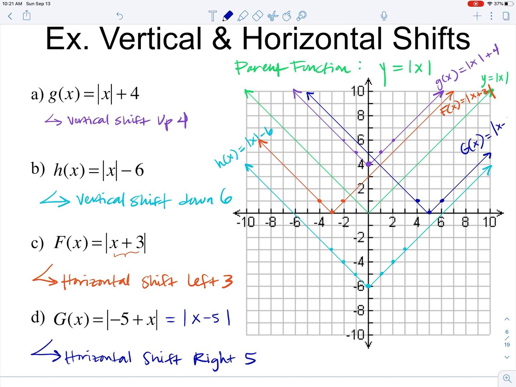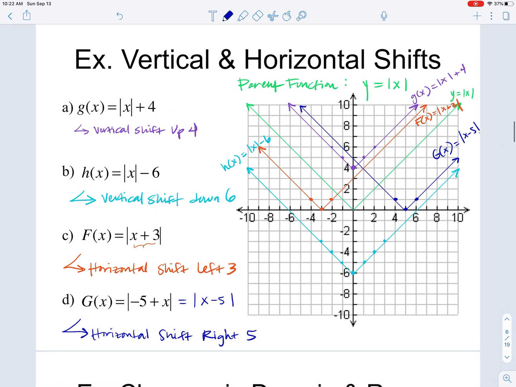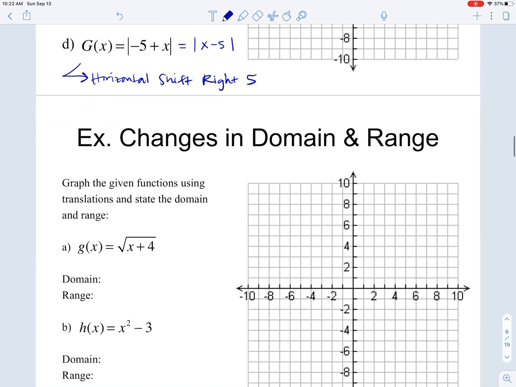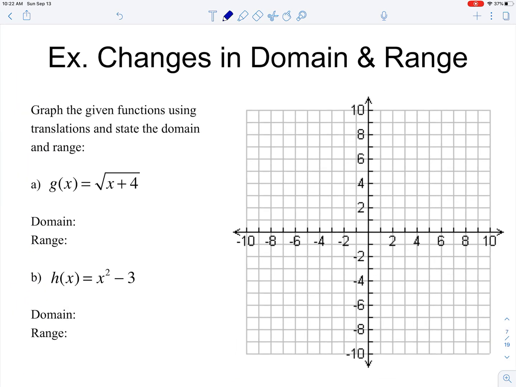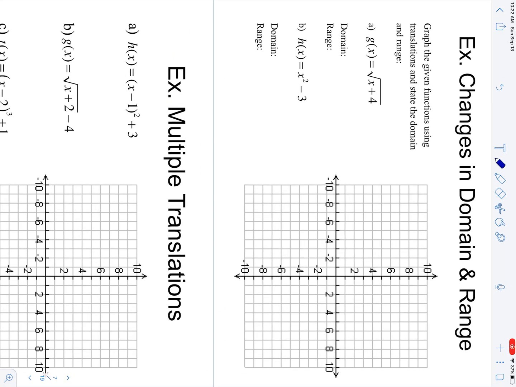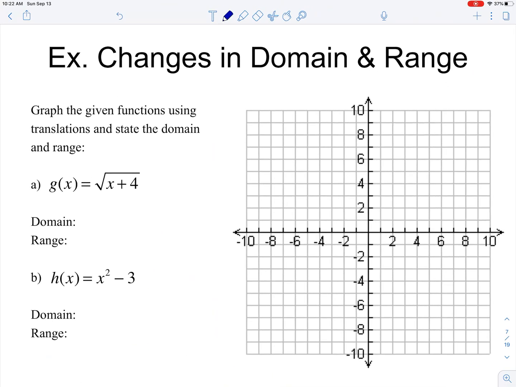And when you're graphing multiple graphs in the same xy plane, very important to label those graphs. Now, whenever we apply horizontal or vertical shifts, we sometimes end up adjusting or changing the domain or range of the parent function.